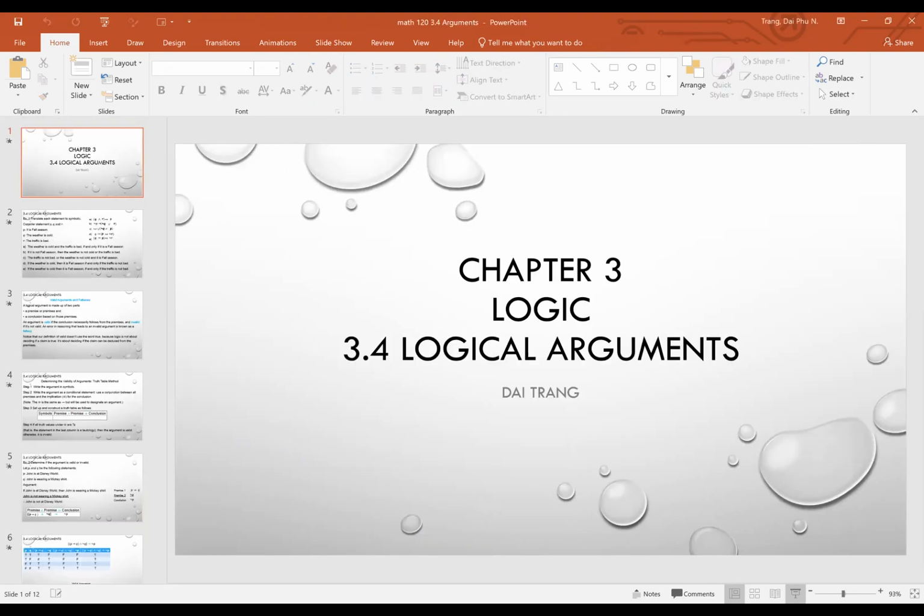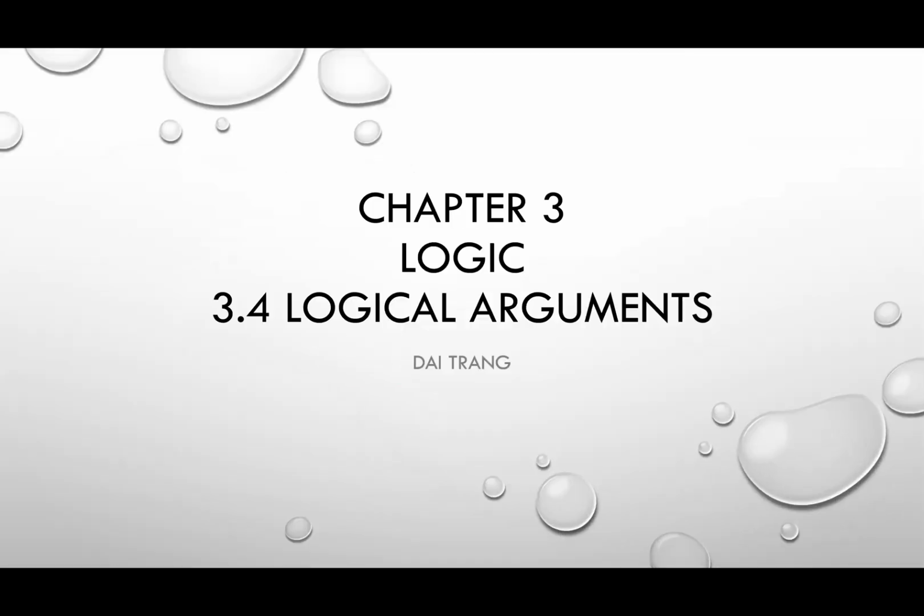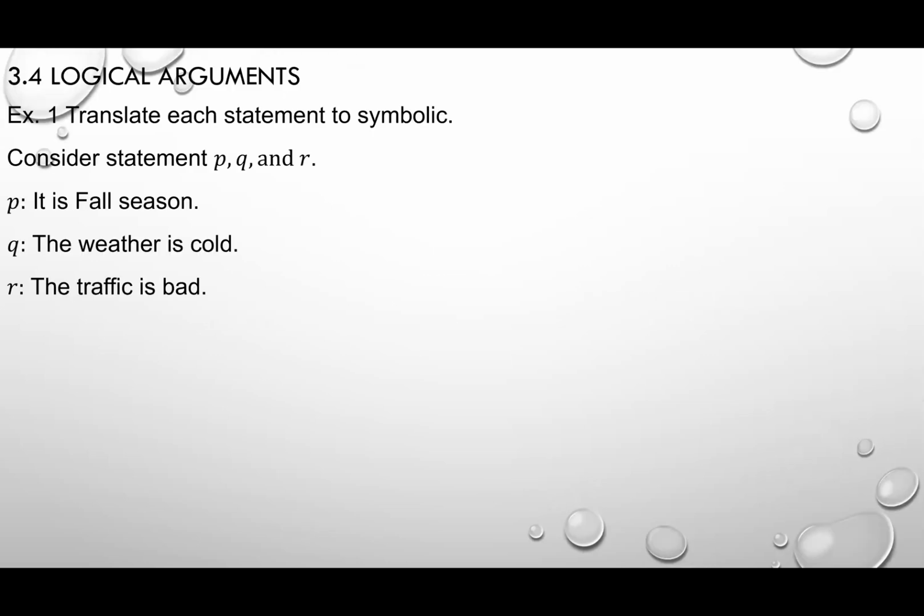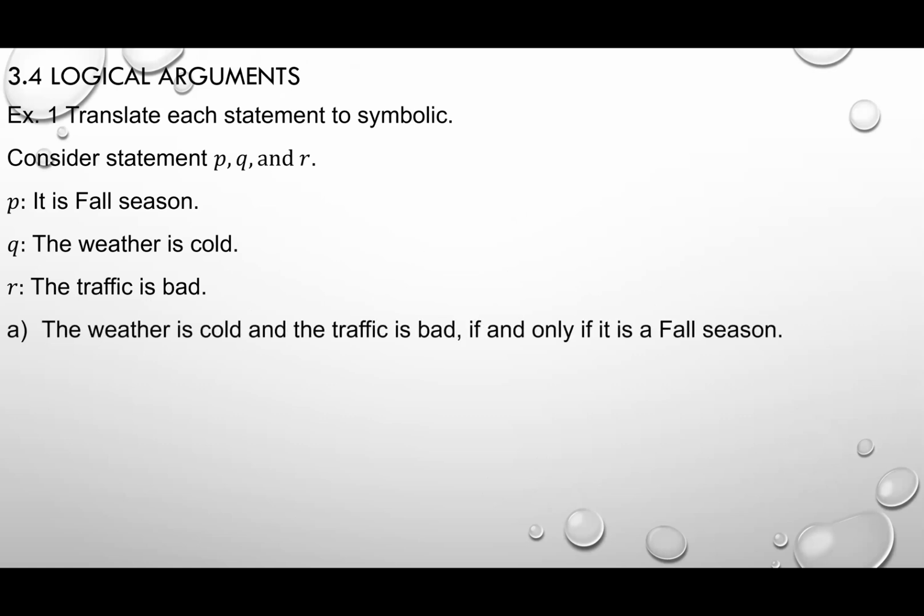So 3.4 is the last section we have, and in 3.4 we are dealing with a logical argument. But before we deal with logical arguments, I think you will run across this item first, in terms that they ask you, how can you translate a statement involving 3 letters, involving 3 simple statements?